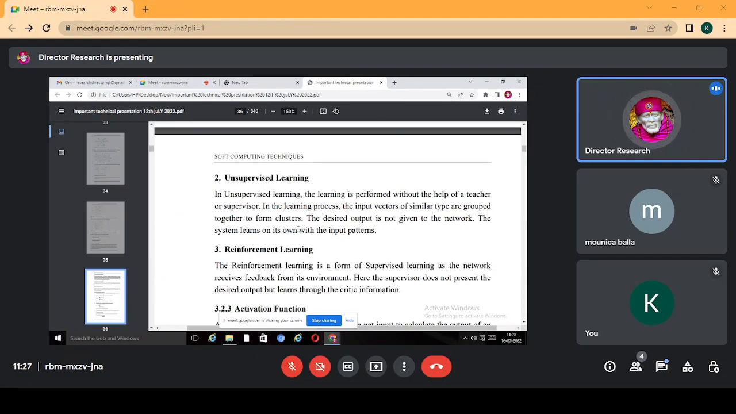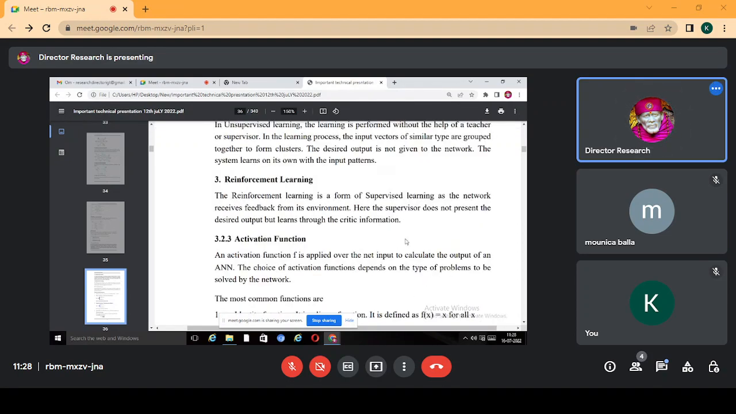Unsupervised learning. In unsupervised learning, the learning is performed without the help of a teacher or supervisor. In the learning process, the input vectors of similar type are grouped together to form clusters. The desired output is not given to the network. The system learns on its own with the input patterns, without help of a teacher. This is unsupervised learning. With the help of a teacher monitoring something is supervised learning.